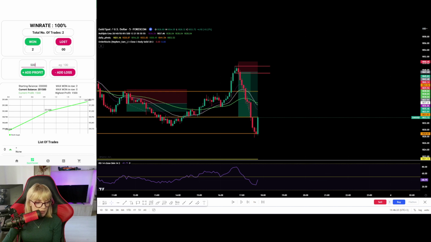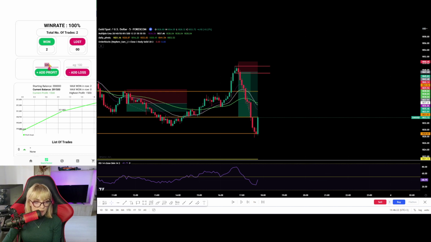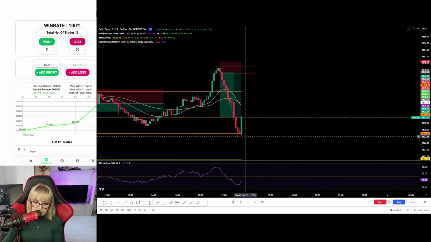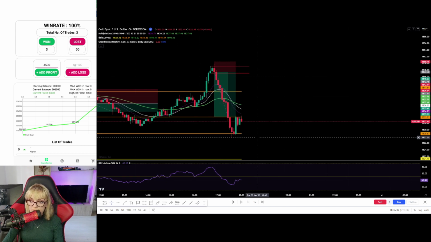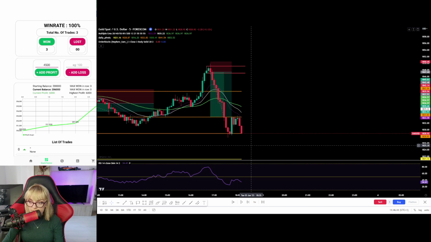the profit here. Okay, 4.5 to 1 for us is $450, and overall on the account we are already on plus 3%. Let's continue our backtesting session, and let's see what is going to happen with the price.